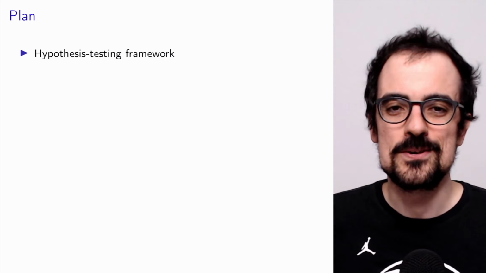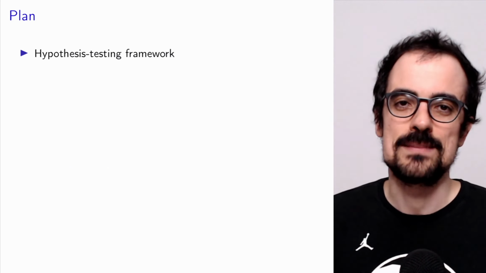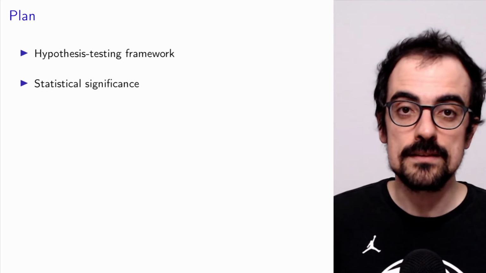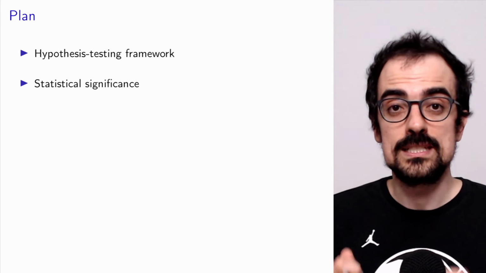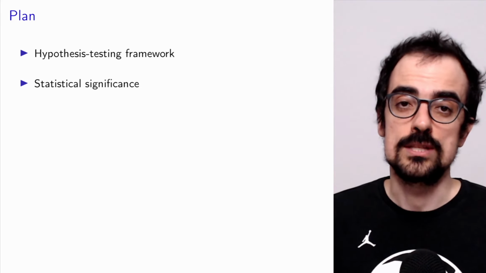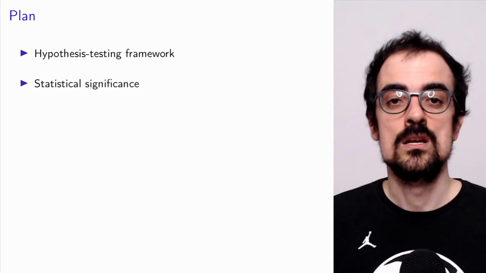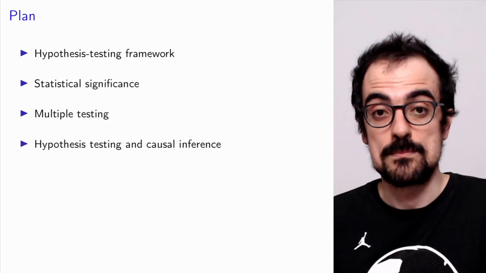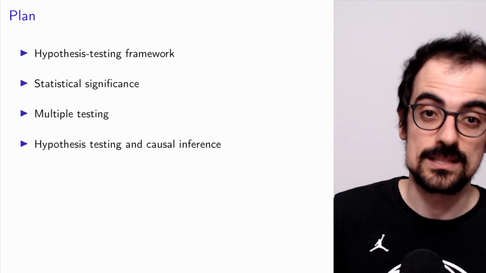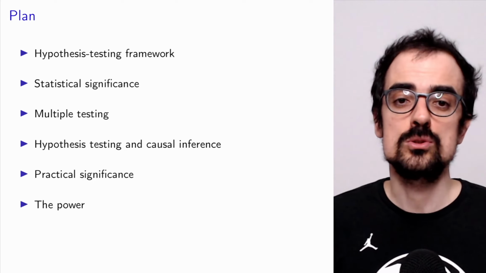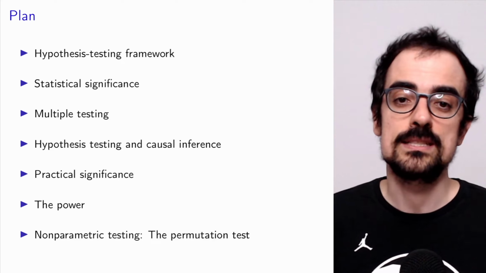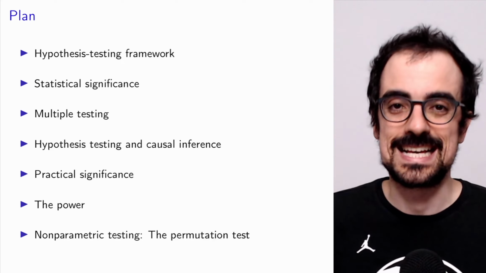This is the plan for the video. First, we're going to go over the different elements in the hypothesis testing framework. Then we're going to talk about statistical significance. After that, we're going to discuss three very important challenges for the application of hypothesis testing in practice, which are multiple testing, the relationship between hypothesis testing and causal inference, and practical significance. Then we're going to talk about the power of hypothesis tests. And finally, we will discuss nonparametric testing using the permutation test as an example. As you can see, we have a lot to talk about.